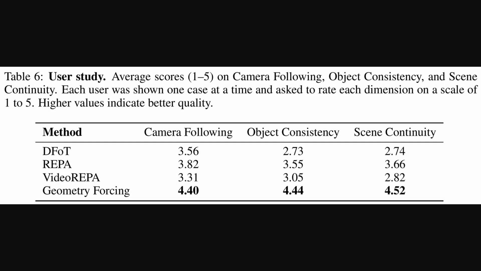But what about human perception? This table shows the results of a user study where people rated videos on a scale of 1 to 5. They looked at three things: how well the camera movement was followed, the consistency of objects, and the overall scene continuity. And the results are just as decisive. Geometry forcing scores above 4.4 in every single category, far surpassing the other methods. This really confirms that the improvements aren't just in the numbers. They create videos that are noticeably better to the human eye.